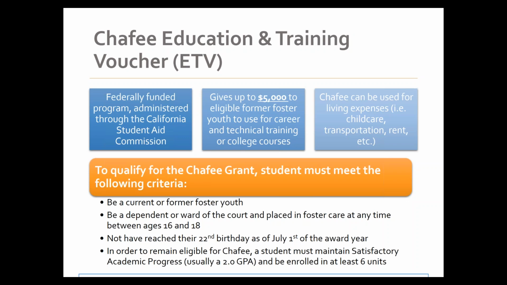And in order for students to qualify for this grant, they need to be current or former foster youth. They need to have been dependents or wards of the court in foster care at any time between ages 16 and 18, and not have reached their 22nd birthday as of July 1st of the award year. In order to determine renewal eligibility for Chafee, a student must maintain satisfactory academic progress, which is usually a 2.0 GPA, and must be enrolled in at least 6 units. Students who are Teen Gap Youth, Adopted Youth, Guardian Placement, and Voluntary Placement may not be eligible for the Chafee grant unless the court dependence was present at any time between ages 16 and 18.